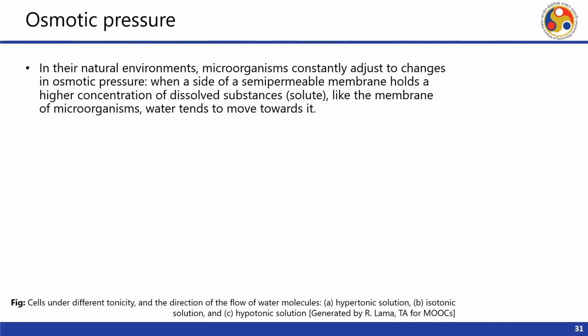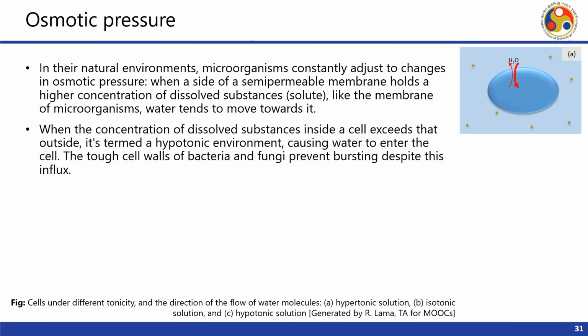Another method that is used for control of microbial growth is osmotic pressure. In their natural environments, microorganisms constantly adjust to changes in osmotic pressure. When one side of a semi-permeable membrane, like the membrane of microorganisms, holds a higher concentration of dissolved substrates, water tends to move towards it. In this picture you can see this effect of osmotic pressure. When the concentration of dissolved substances inside a cell exceeds that of outside, it is termed a hypotonic environment, causing water to enter the cell.